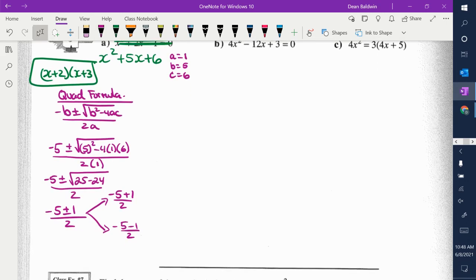What's negative 5 plus 1, divided by 2? What's negative 5 minus 1, divided by 2? Negative 3.